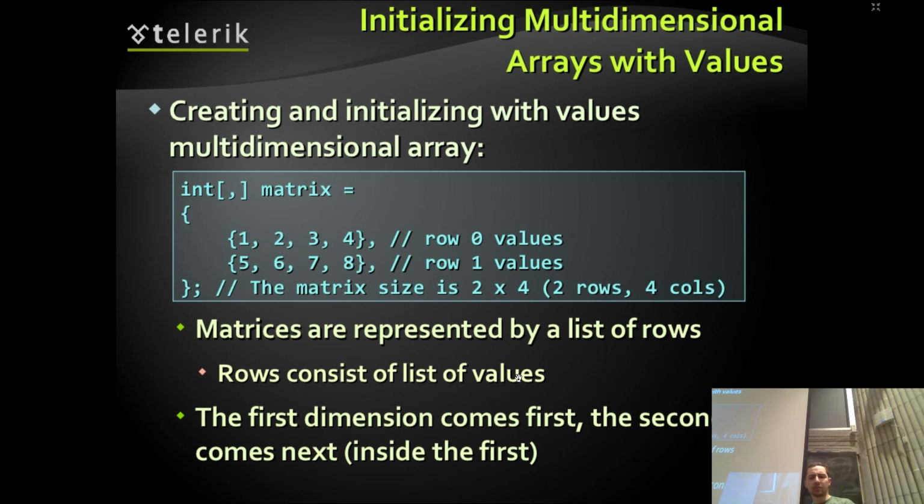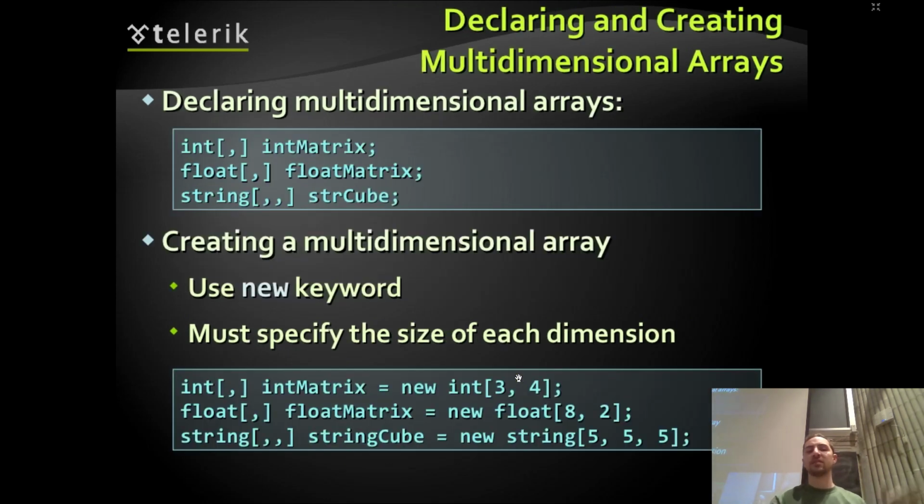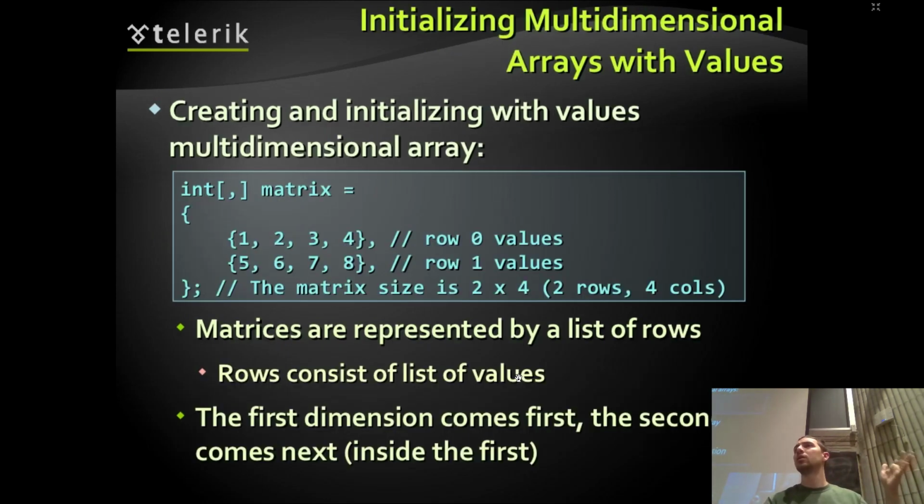Most consistent list of values. First dimension comes first, second dimension comes next, inside the first. And again, since you're declaring it as a constant, you don't have to specify the size. It's automatically figured out at compile time. So any questions on those two methods of declaring multidimensional arrays and creating constants? Yes?